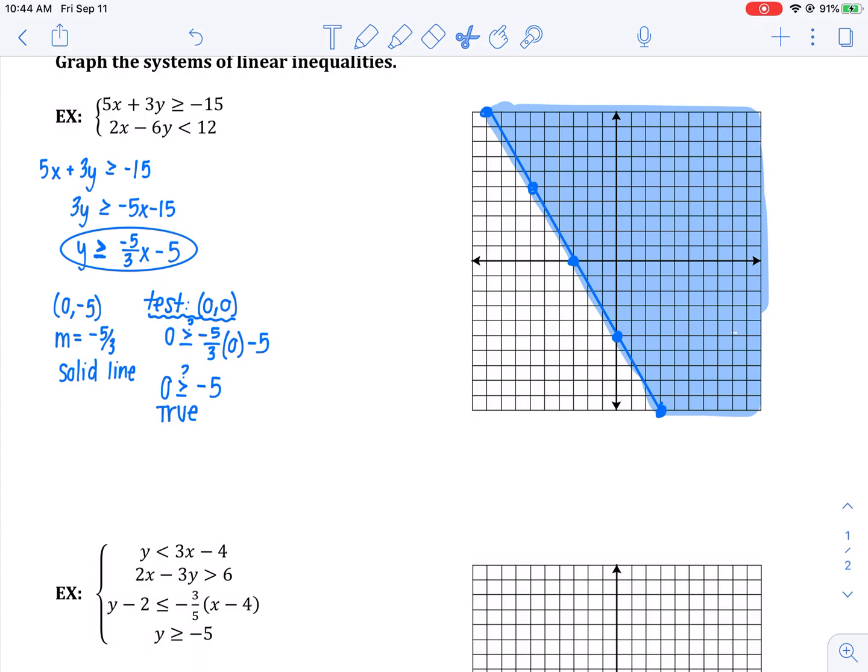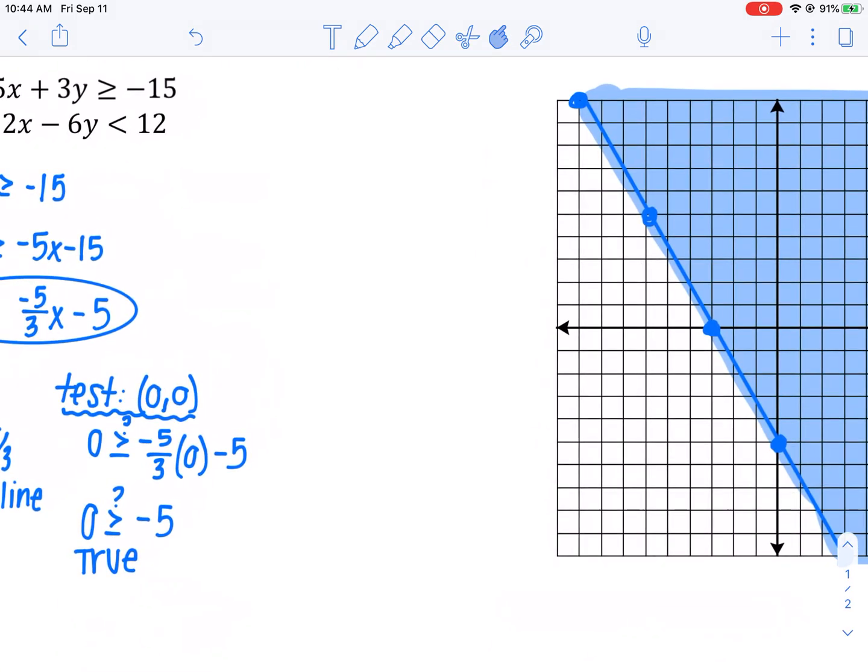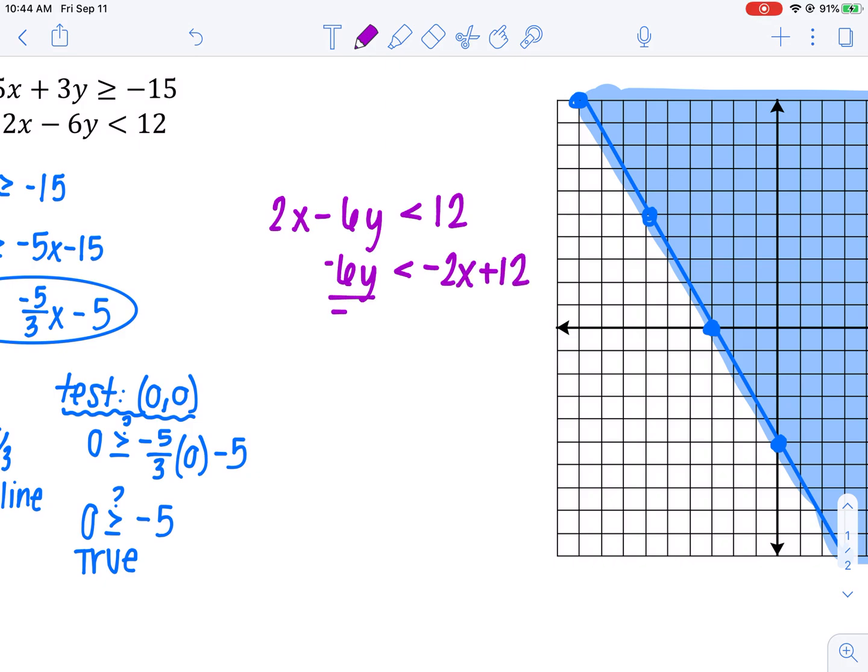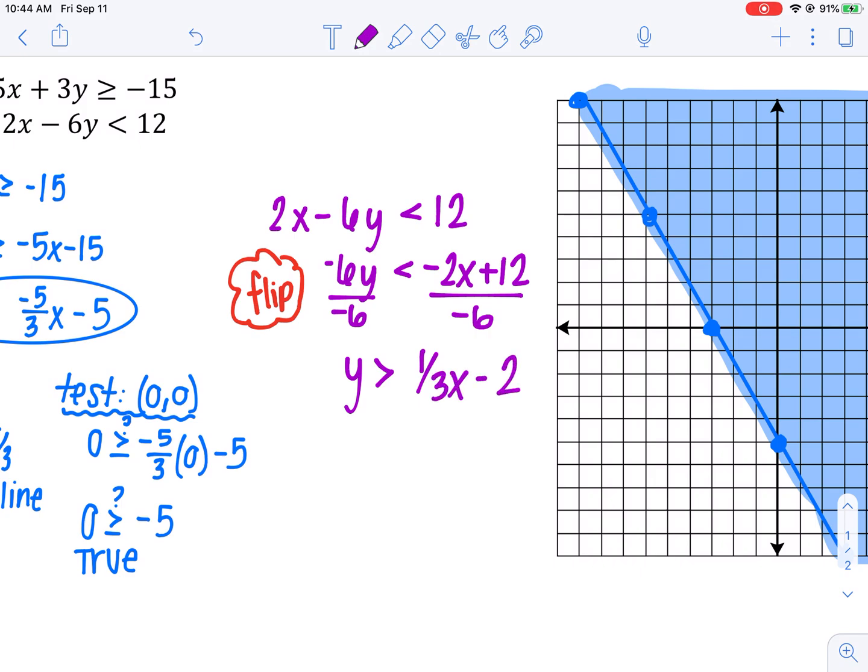That's the first inequality. We have to do the same thing now for the next inequality. 2x minus 6y is less than 12. This is standard form. I'm going to get it into a form that I can understand. I need to divide by a negative. Flip. Don't forget that. Whenever you divide by a negative, you need to flip your sign. And here is the inequality I'm going to graph.